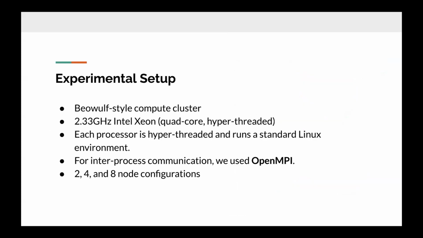Let's talk briefly about the experimentation environment we used to evaluate our partitioning method. We ran our simulation on a Beowulf style computing cluster, where each node is equipped with quad core Intel Xeon processors running at 2.33 gigahertz. Each processor is hyper threaded and runs a standard Linux environment. For inter-node communication, we use the OpenMPI library.